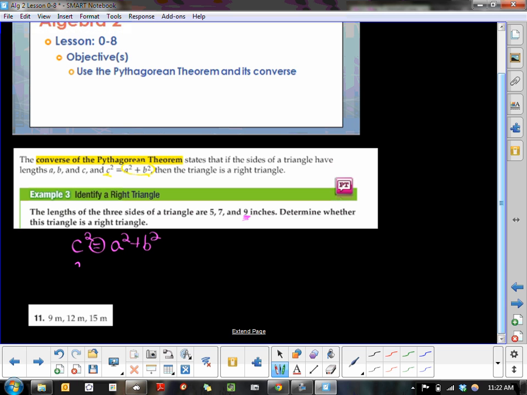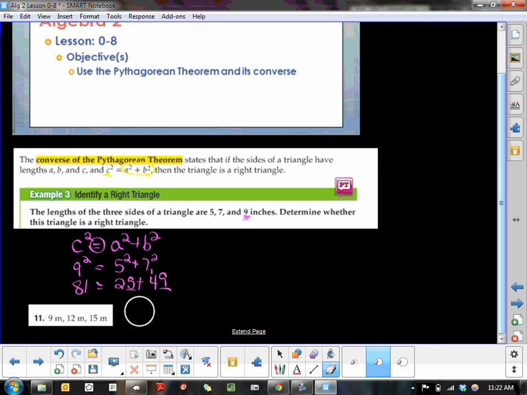So the longest side squared is 9 squared. Does it equal the shorter two sides squared, so 5 squared and 7 squared? So is the 81 equal to 25 plus 49? And 9 and 5 is 14. Carry the 1, that is 74, and 74 and 81 are not equal. So I'm going to write that over here to the side. I ran out of room. So 81 is not equal to 74. So therefore, it is not a right triangle.